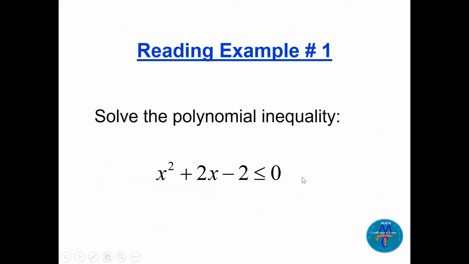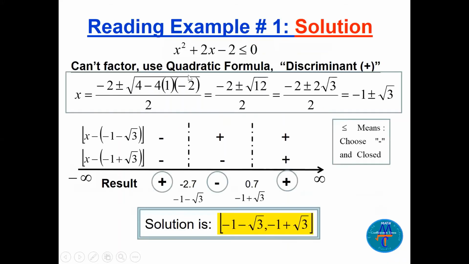This is reading example number 1. Suppose we need to solve this. Usually put everything on the left side, 0. Factor it. We cannot factor. Directly we find discriminant here. See, discriminant is 12. You see that one here? Discriminant positive. That means there are zeros. If you simplify this, you get -1 plus or minus square root of 3.